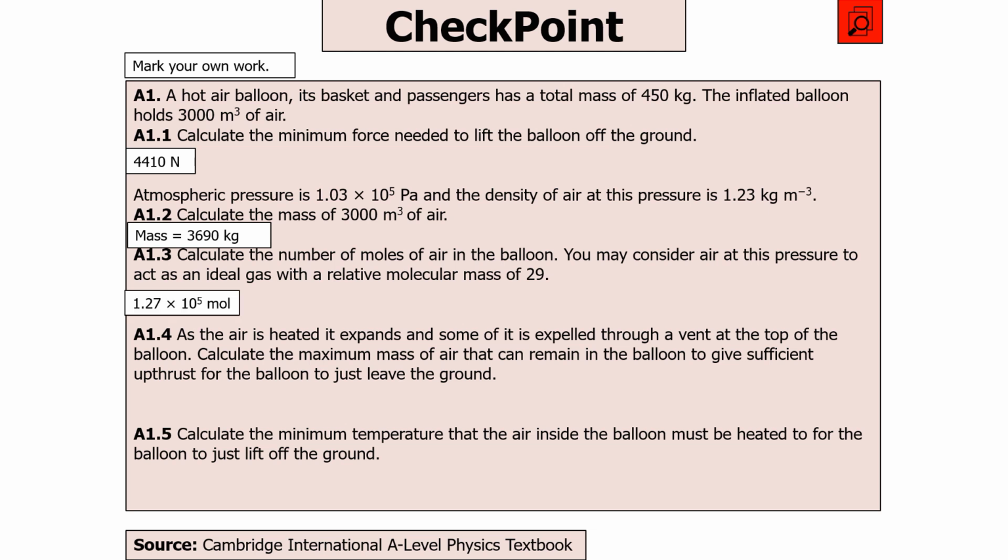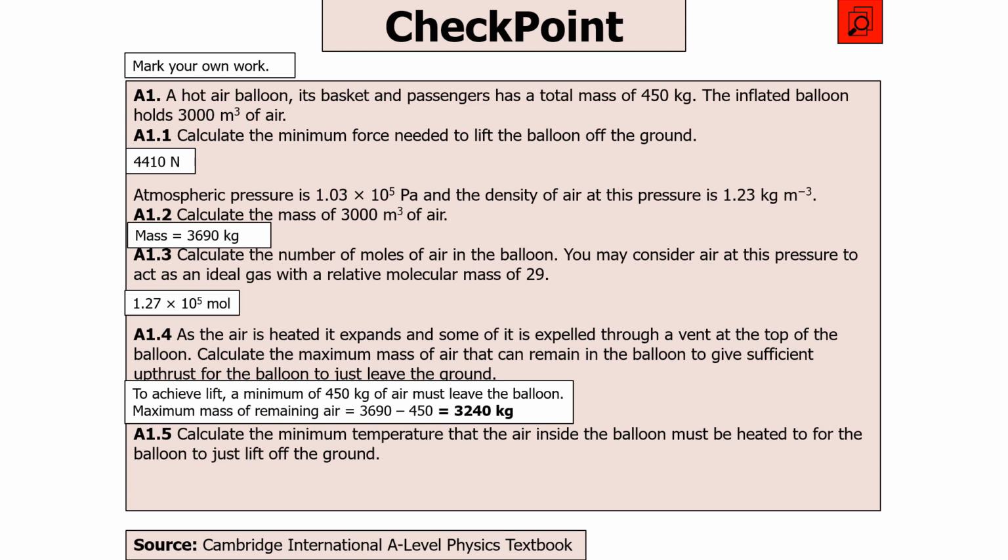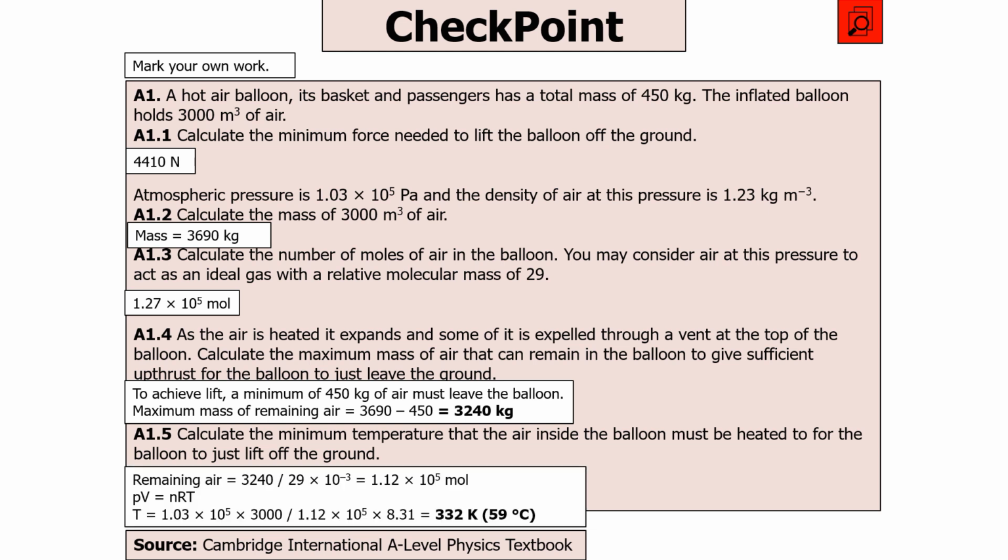Now, the number of moles is going to be mass over the MR. So you can work it through that way. That gives you the number of moles. And then the next bit here is to achieve the lift, a minimum of 450 kilograms of air must leave the balloon. So therefore, the maximum mass of the air remaining is 3,690, which we've worked out as the mass of the air, minus 450, which is 3,240 kilograms. And then the remaining air is divided by 29 times 10 to the minus 3 to work out our number of moles. PV equals nRT, so therefore T is going to be equal to PV over nR. We've got all those values, so it's 332 Kelvin, which is 59 degrees Celsius.